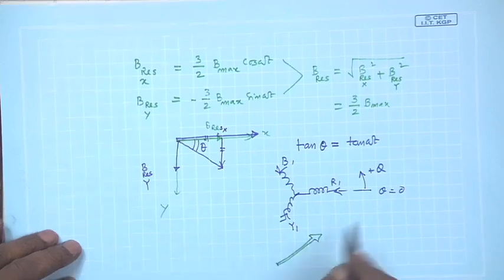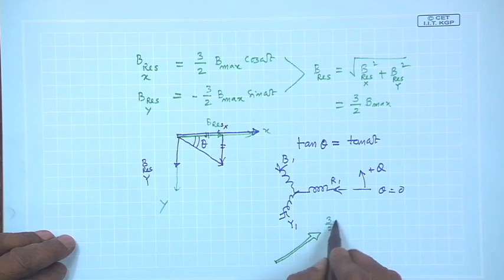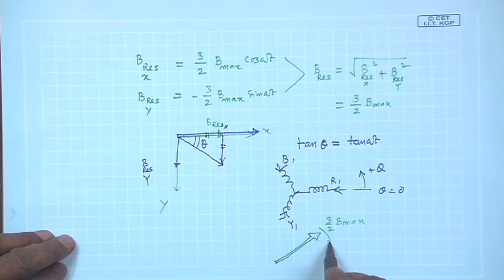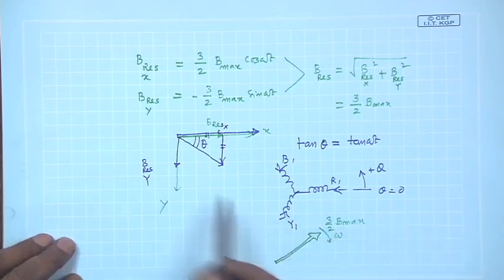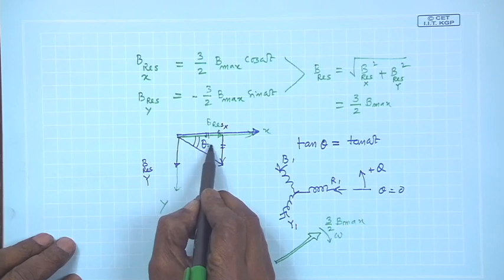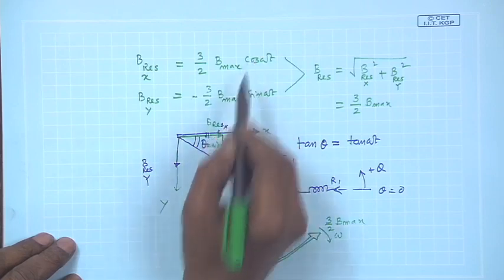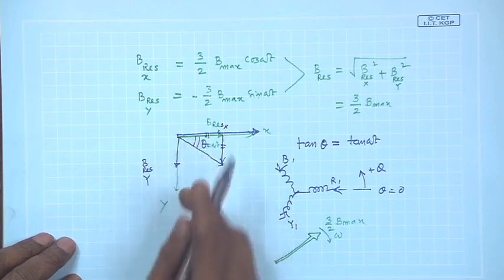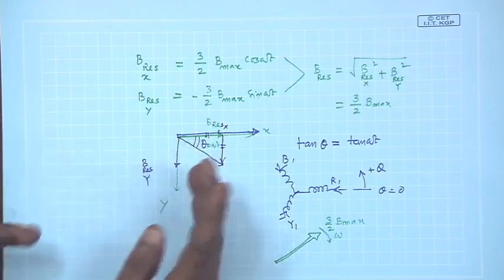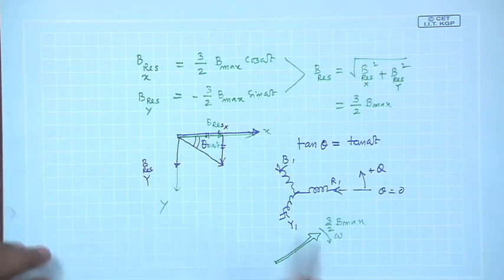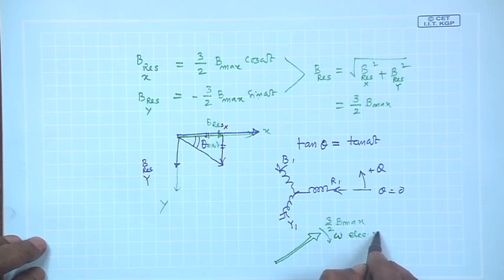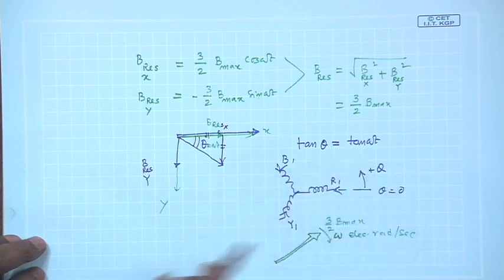A resultant magnetic field of amplitude 3 by 2 B max, and its speed of rotation is omega, because this clearly shows this angle is omega, sin omega t, cos omega t. So, time passes omega t, it moves by same omega. Therefore, with a speed omega, electrical radian per second, it moves in this way. Okay.